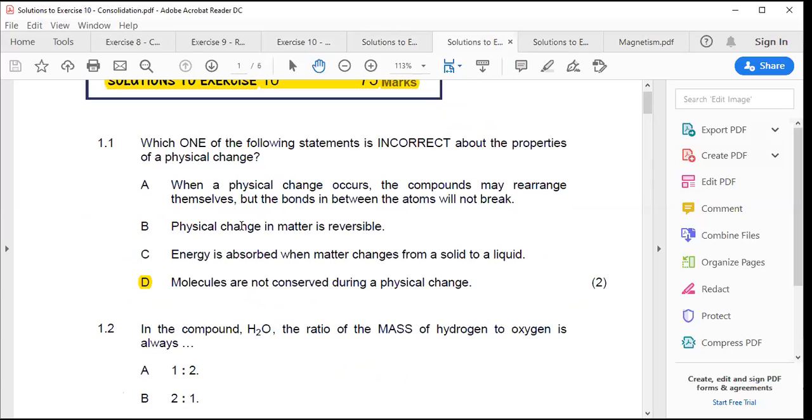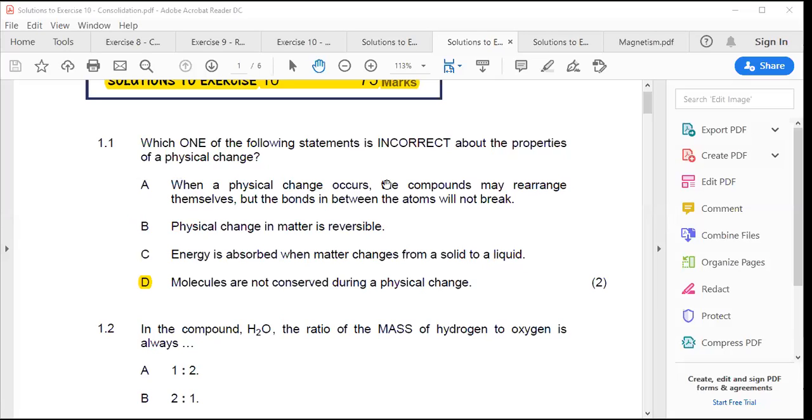1.1, which one of the following statements is incorrect about the properties of a physical change? Are you there? Are you fine, guys? Must I continue? Yes, sir. Okay, it says, which one of the following statements is incorrect about the properties of a physical change?